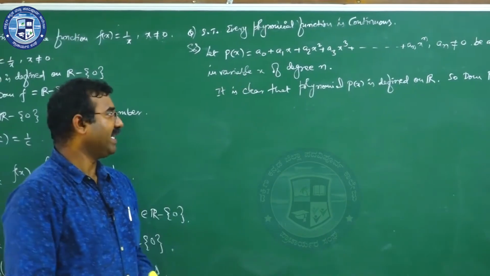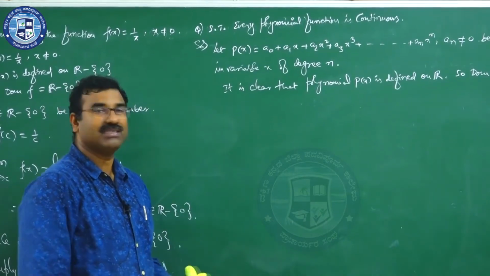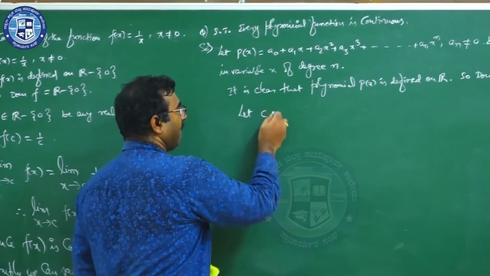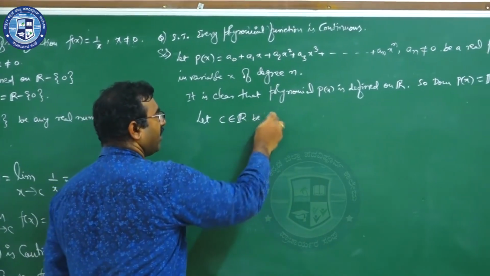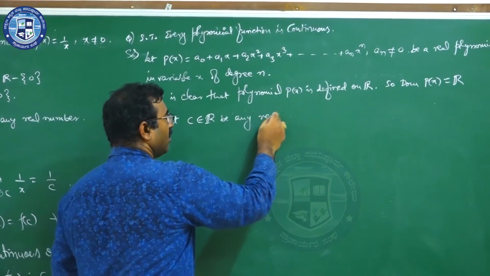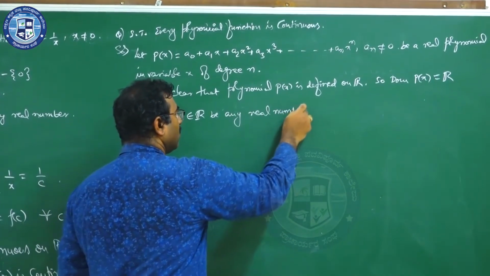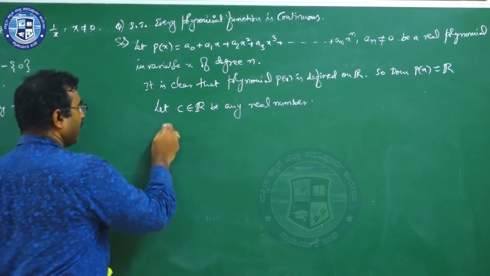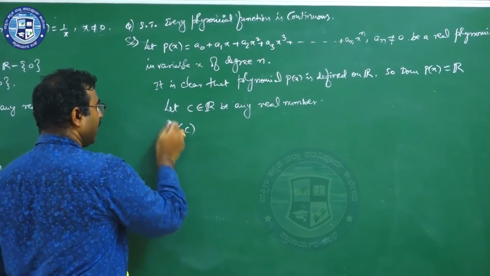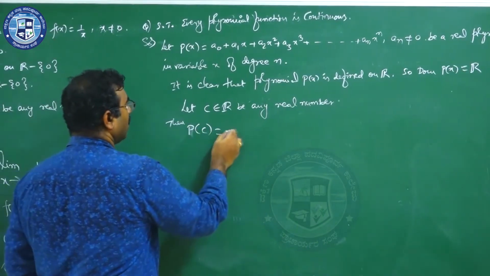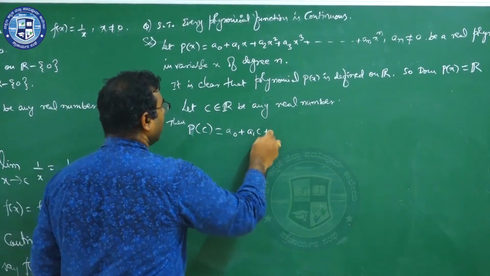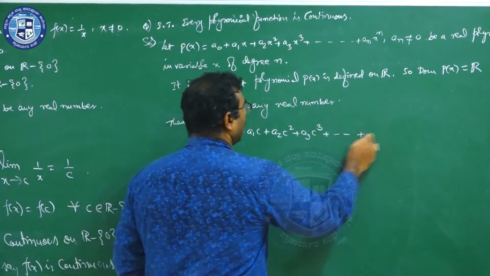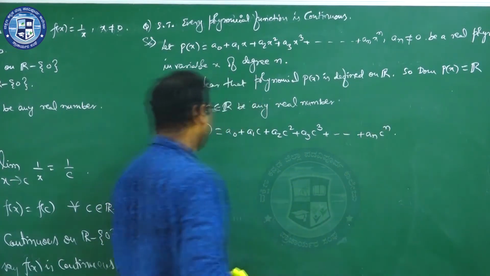Now we can't work it out at each and every point, so we take c belonging to R to be any real number. We will work at this point. Now what is going to be p(c)? Then p(c) is equal to a0 + a1c + a2c² + a3c³ + and so on, an cⁿ. This is p(c).